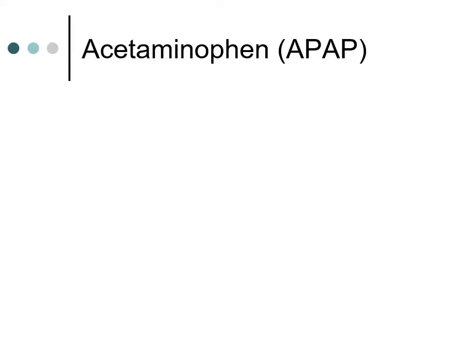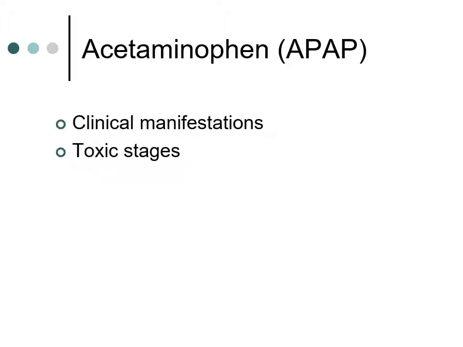All right, so the first substance we're going to talk about is acetaminophen, or APAP as it might be abbreviated. We'll cover some of the clinical manifestations and the stages of toxicity. Just keep in mind that hepatic toxicity is classically the big thing you're thinking of when you think acetaminophen toxicity. We'll talk about the labs we're going to be using to evaluate these patients, and then also our treatment.